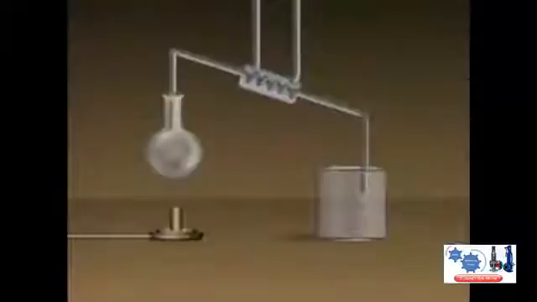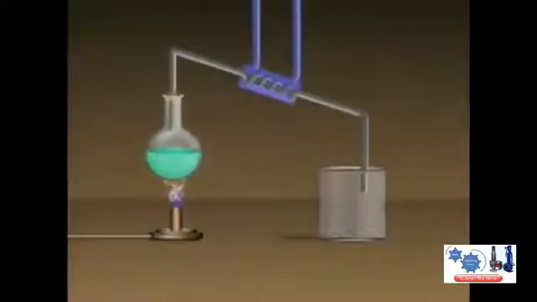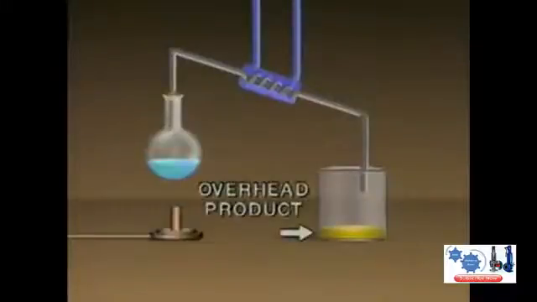Let's look at an illustration of a simplified single batch system. This system consists of a container called a still, which holds the liquid mixture, a condenser which has cooling water pumped through it, a heat source to boil the liquid mixture, and a receiver which will hold the condensed vapor. In this example, we'll use a liquid mixture of 50% water and 50% methanol. When the mixture is heated, it begins to boil. The vapors produced by the boiling liquid leave the still through a tube and enter the condenser. As the vapors flow through the condenser, they're cooled and turned back into liquid. The liquid then flows into the receiver. The vapor that's collected and condensed is called the overhead product.